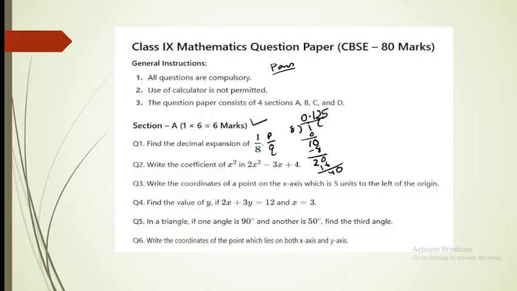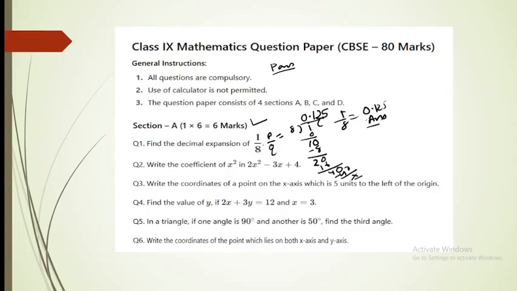So the decimal equivalent of 1 by 8 is equal to 0.125, which is the correct answer, friends. Fine. So now I'm stopping it here. For any clarification, you can always ask me further doubts through your comments. Now we'll go directly to question number 2.